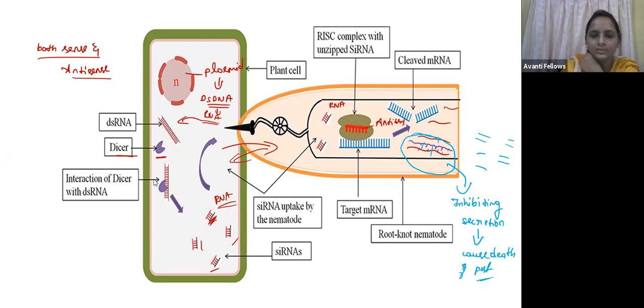Okay. So this is called RNA interference, where this RNA which is produced artificially forms a complementary base pair with the normal RNA which is produced inside the nematode, and this complex will cleave the mRNA in the nematode.